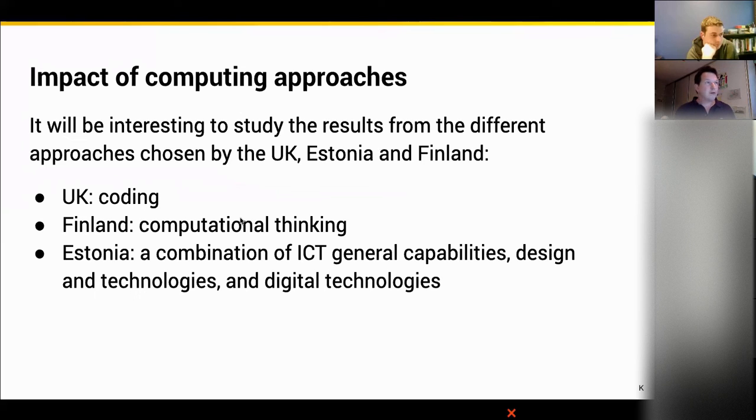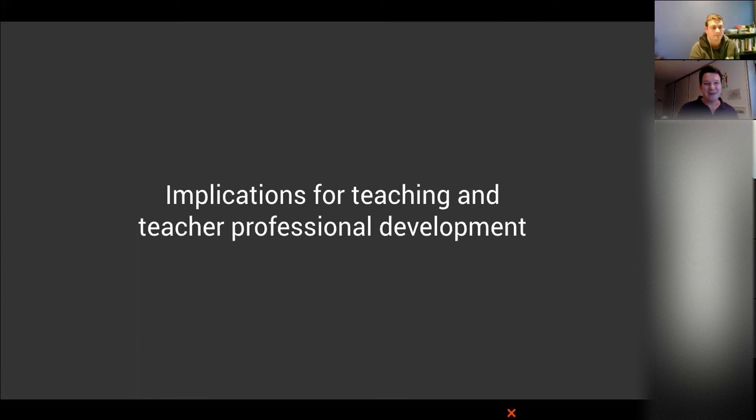So for us, it will be interesting to continue to track those developments and then compare them between the UK, Finland, Estonia, and of course Australia, to see how students from these countries might perform in a future study on computational thinking, which I'm not aware has been designed yet, but if it ever comes, I'm very keen on it. Okay, let's talk about the implications for teaching and teacher professional development by Dan.